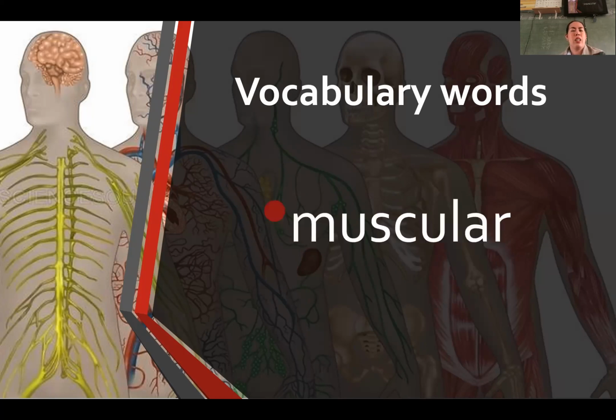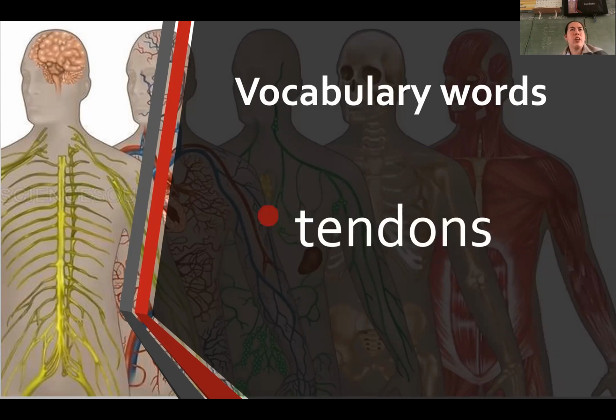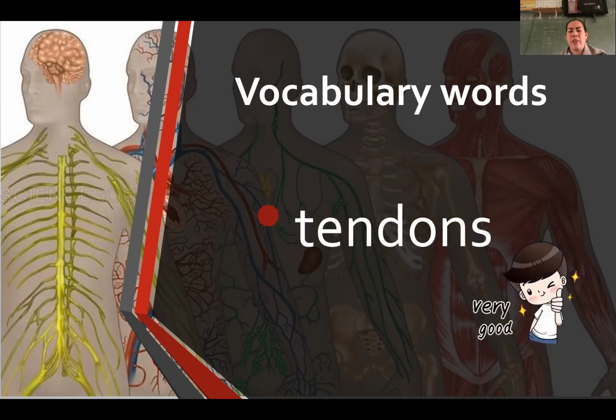First one is muscular. Spell, please. M-U-S-C-U-L-A-R. Muscular. Very good. Second word is immune. Spell. I-M-M-U-N-E. Immune. Very good. The third word is tendons. Spell. T-E-N-D-O-N-S. Tendons. Okay, very good.